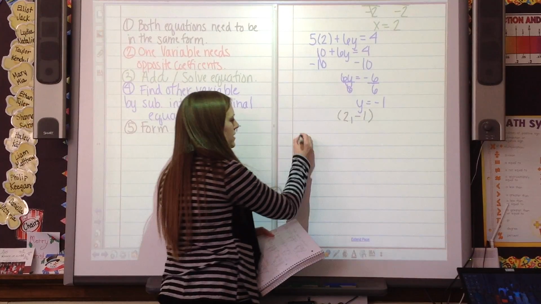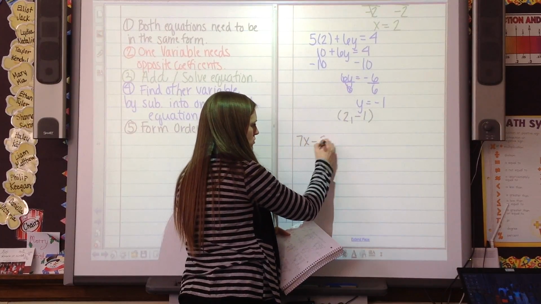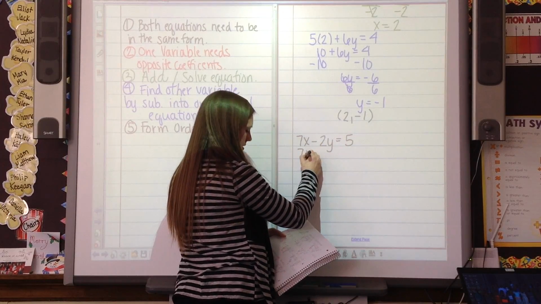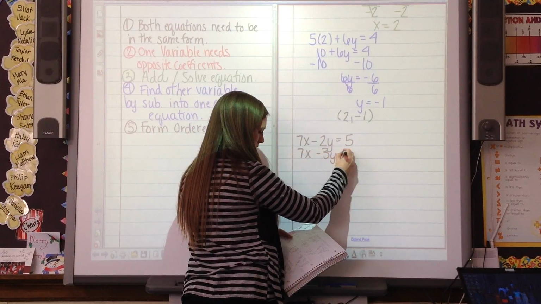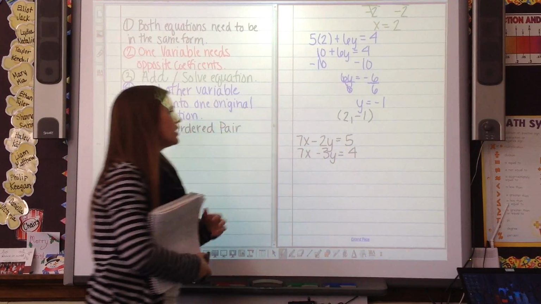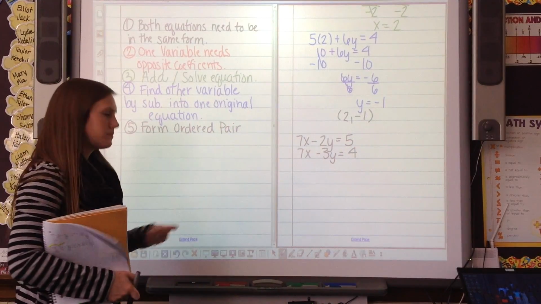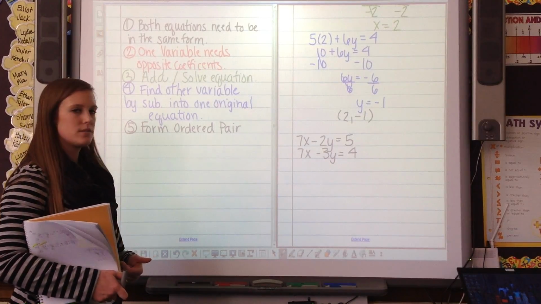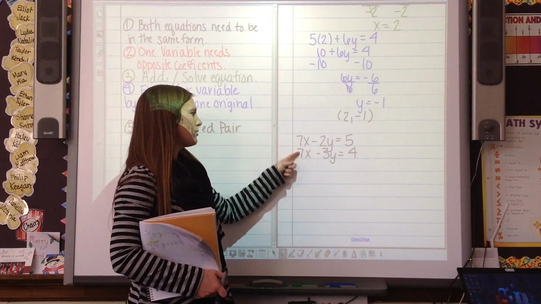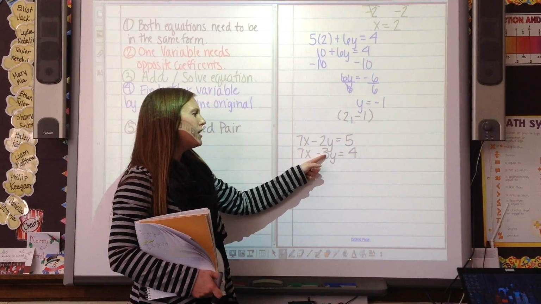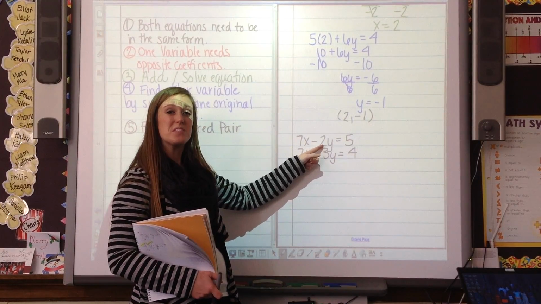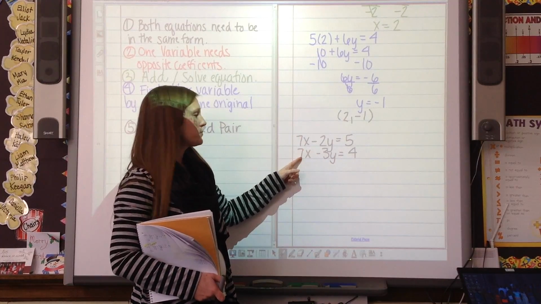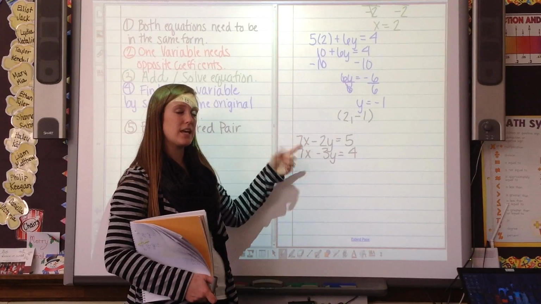Let's try 7x minus 2y equals 5 and 7x minus 3y equals 4. Step 1, are they in the same form? Yes. Step 2, one variable needs to have opposite coefficients. So here are really close to opposite coefficients. Here we're a little further away. We would have to turn one into a 6 and one into a negative 6. It looks like this is going to be less work. Okay? Opposites would be 7 and negative 7.